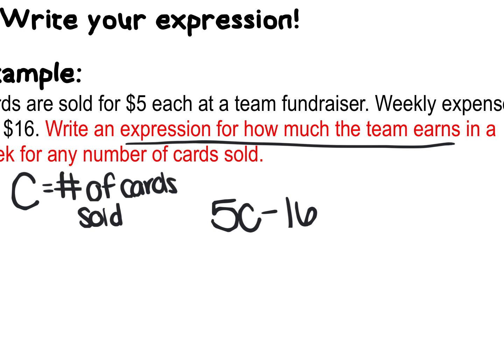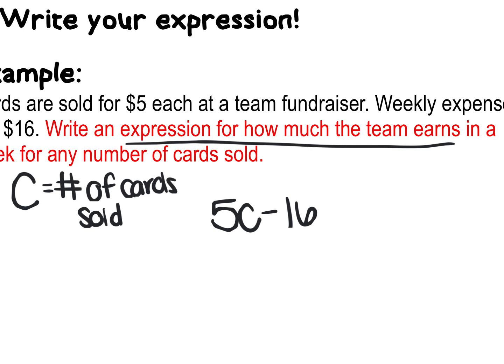I'm not solving anything here. I'm just giving the expression to represent this. So $5 times the number of cards minus the $16 in expenses is going to give me however much this team makes. So now, whatever team we're talking about can use this expression to figure out how much money they made. Say week 1 they sell 10 cards. Well, they're going to plug 10 in here and say 5 times 10 is 50, minus 16 is $34. We made $34 this week.